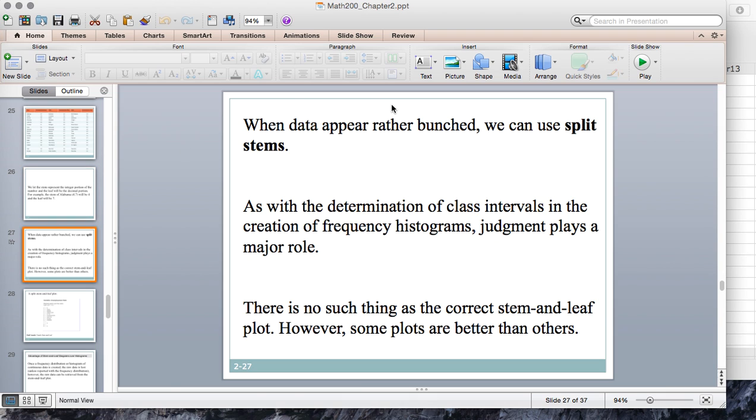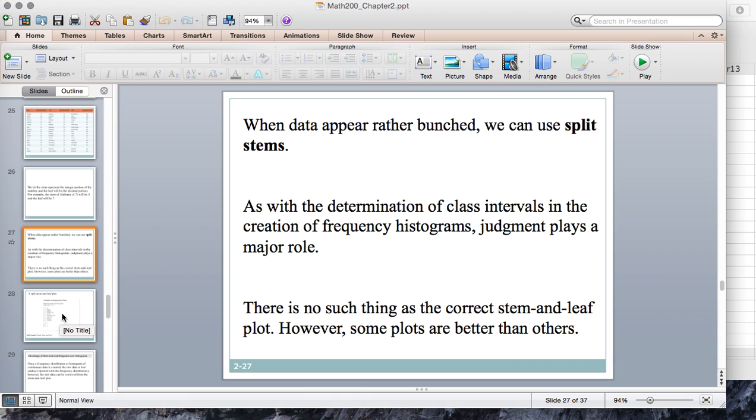So if we take a look at this, one other thing, split stems. When you have data that's pretty bunched together, you can actually create something called a split stem and leaf plot, and I'll show you what that is in just a second. But as with the determination of class intervals, deciding whether or not you should use a split stem is a judgment call. There's no such thing as a correct one or an incorrect one, but some are just better than others.